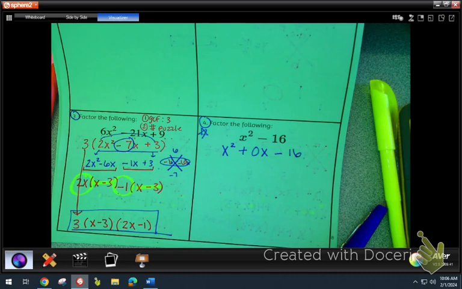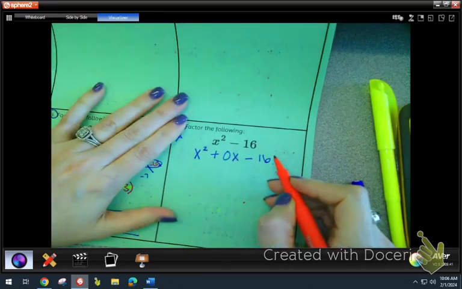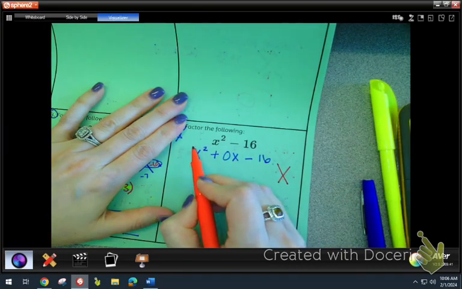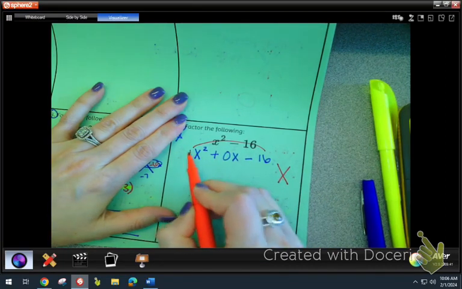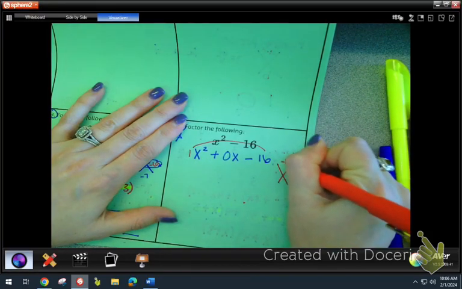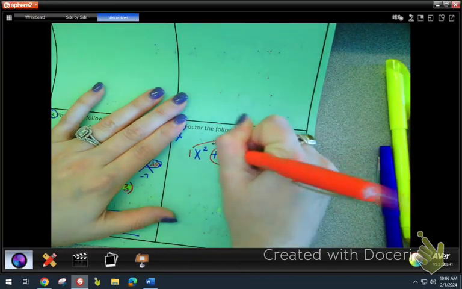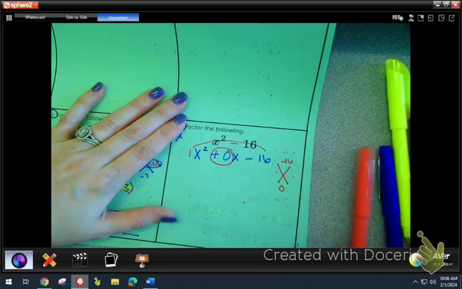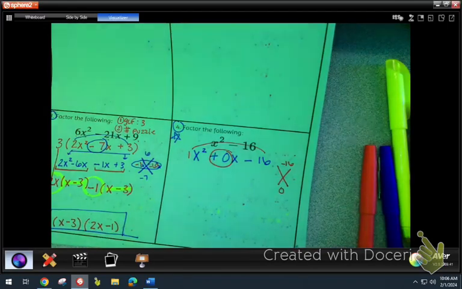Okay, so that way it looks like the rest. Is there a GCF? No. So I go straight to my number puzzle. Okay? First times last goes on top. So this is a 1 times a negative 16. What goes on the top? Negative 16. What goes at the bottom? 0.